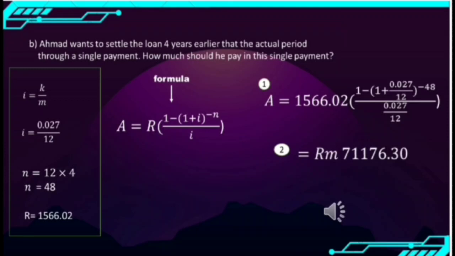But for N, it's different. For N, we have to find the total months in 4 years because Ahmad wants to settle the loan 4 years earlier. So N equals 12 multiplied by 4, which equals 48. Okay, so for R, the periodic payment is RM1566 and 2 cents. After that, put the value into the formula and solve it.